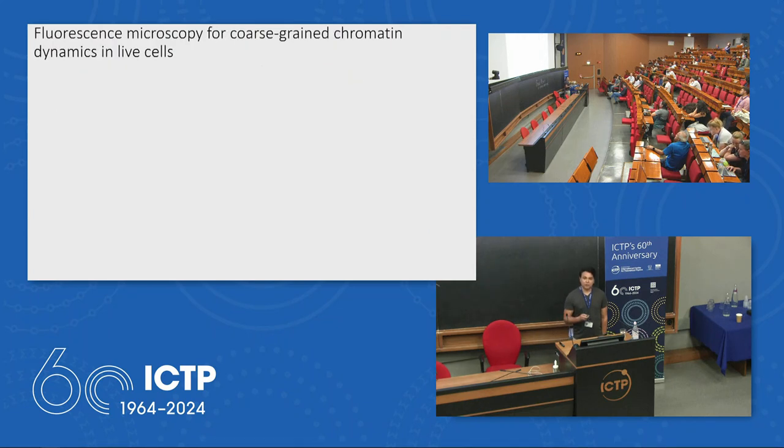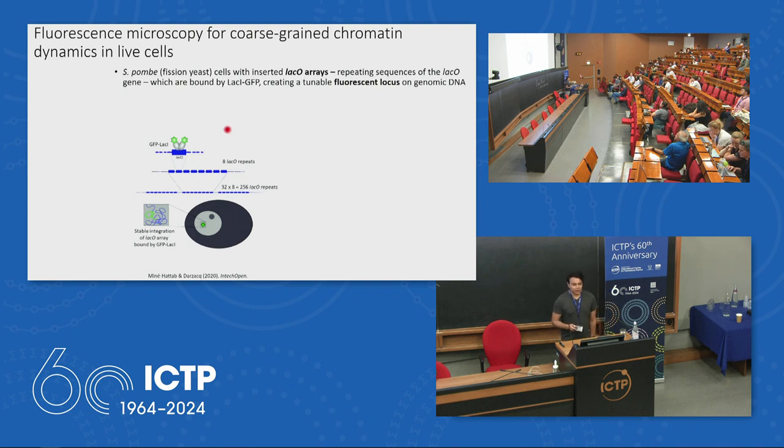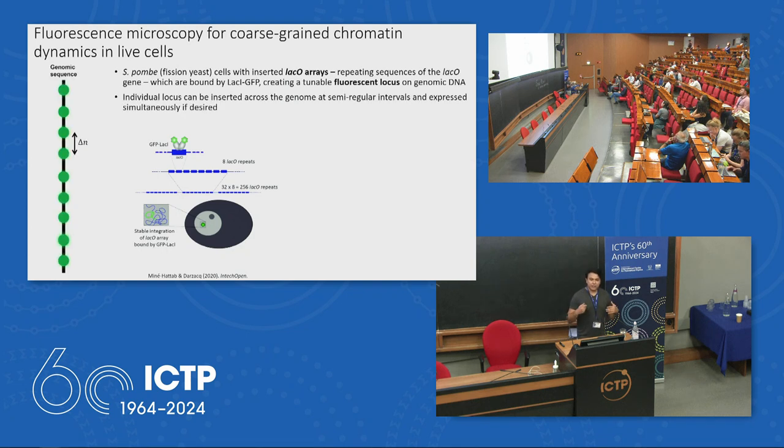So that's where I want to jump into what we're planning on doing. Our model organism is S. pombe. Our labeling technique is LacO, LacI operators. So we insert these LacO arrays, which are just repeating sequences of the LacO gene. And then we constitutively express LacI-GFP, which allows us to create a tunable fluorescent locus, because each LacI will come and bind a single LacO repeat. So depending on how big we make these repeat sequences, we can tune the fluorescence. And then we can insert these individual loci across the genome at semi-regular intervals. So this gives us a basically sparsely labeled entire chromosome to look at.